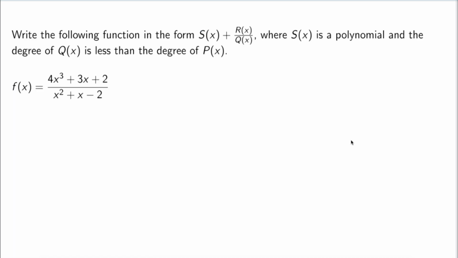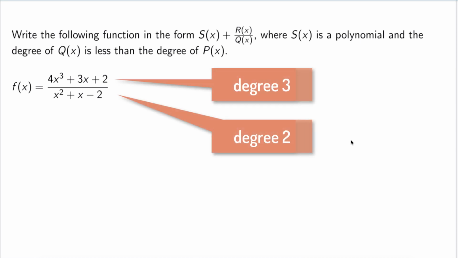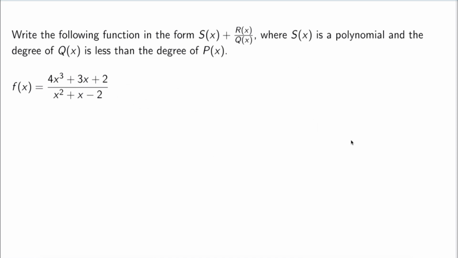Here we go. So I have the function 4x cubed plus 3x plus 2 divided by x squared plus x minus 2. And here you see the degree on the top is 3 and the degree on the bottom is 2. So it's exactly the case where the degree in the numerator is larger than the degree in the denominator. To solve this, as I indicated, we need to do long division. Who remembers long division? So for long division, we write down the divisor, x squared plus x minus 2, and then we find out how often this is inside 4x cubed plus 3x plus 2.